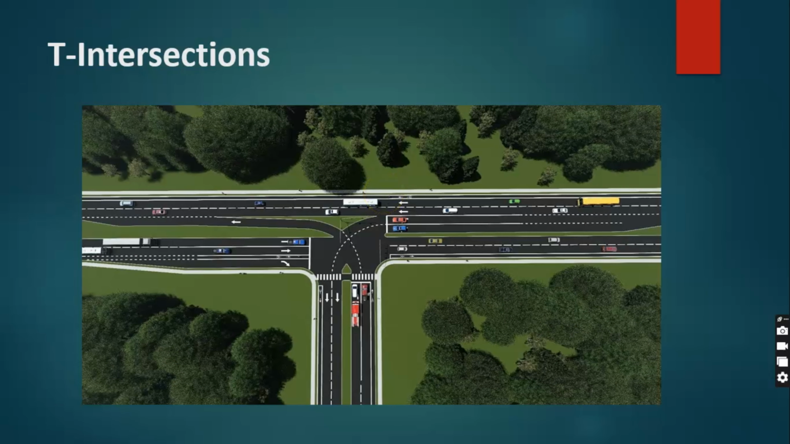The third type of intersection we have is what we call the T intersection. From the picture we have here, we can see that T form. See, this is a T shape. So a T intersection occurs when one road meets another road at a right angle, typically forming a T shape, just like I said. These intersections can be either signalized or unsignalized depending on the traffic flow.